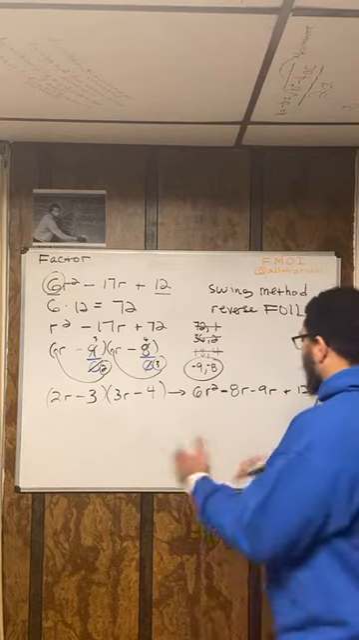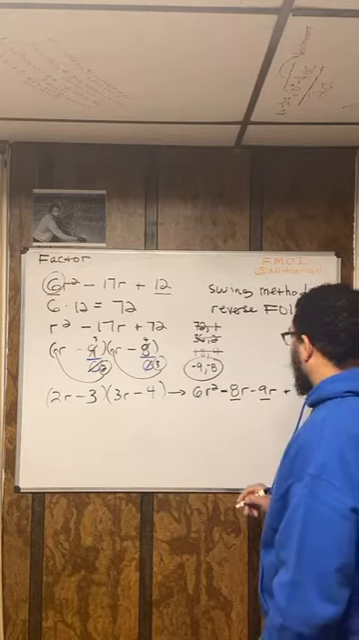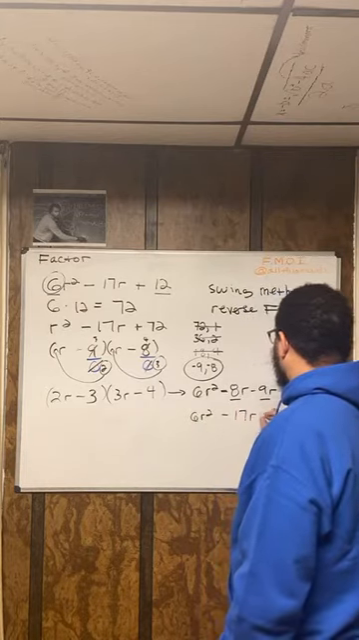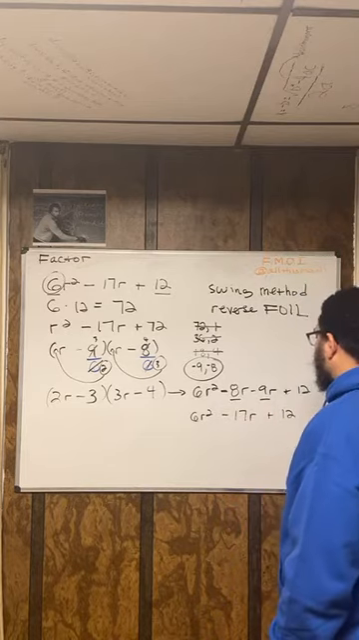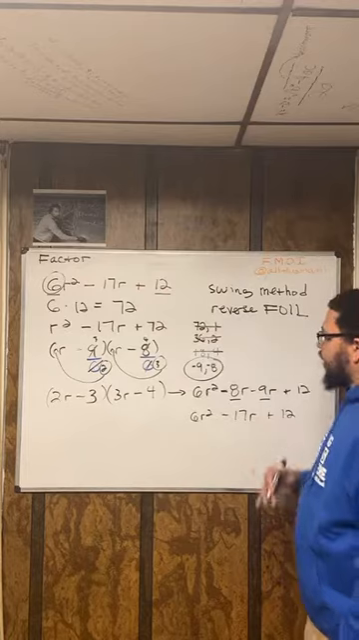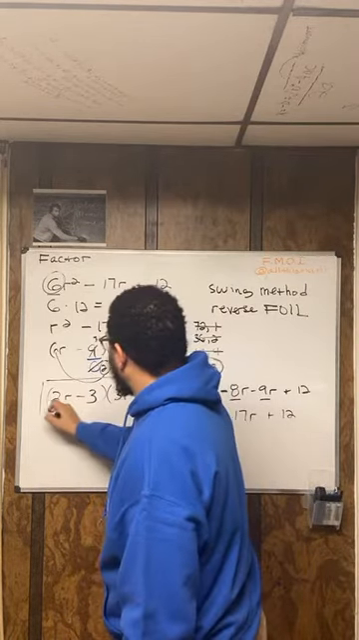Now, I look for like terms that I can combine. I can combine this and this. All right, so we got 6r squared minus 17r plus 12. And isn't that what I started out with in the first place? It is. So that's proof that this is correct and this is the factored form.